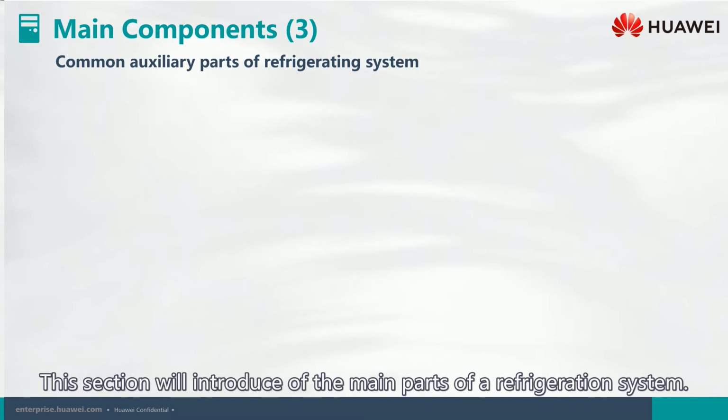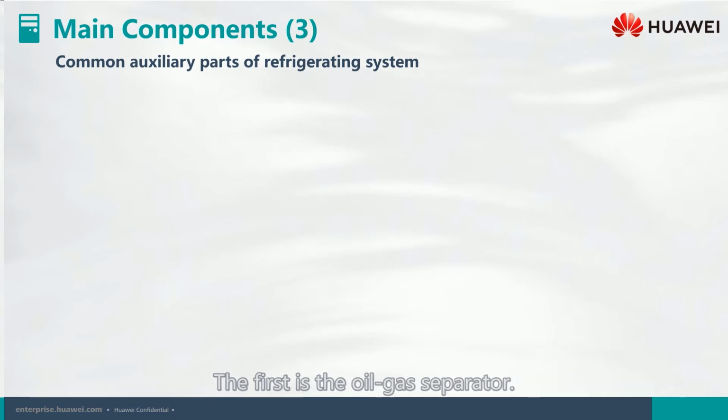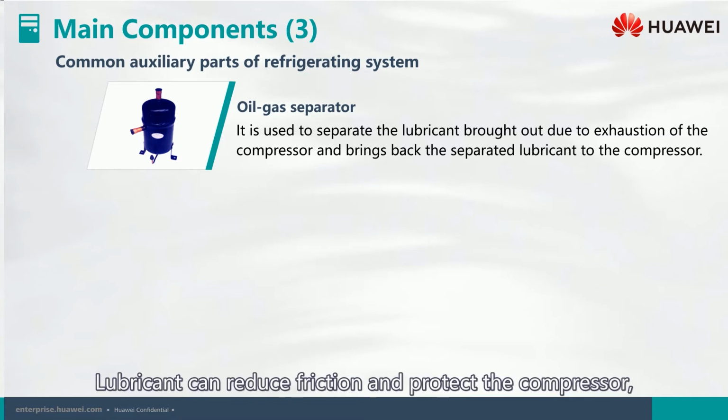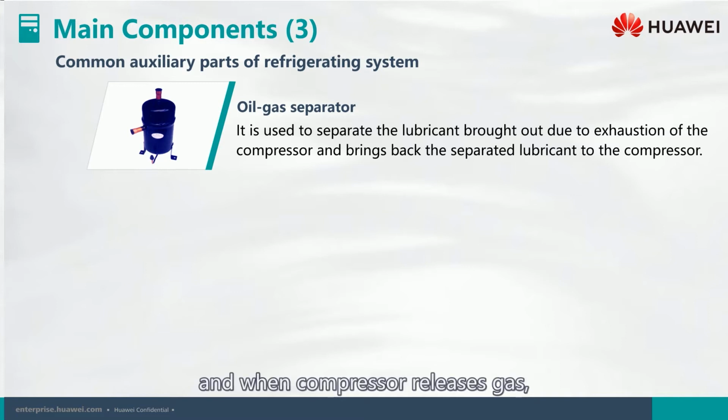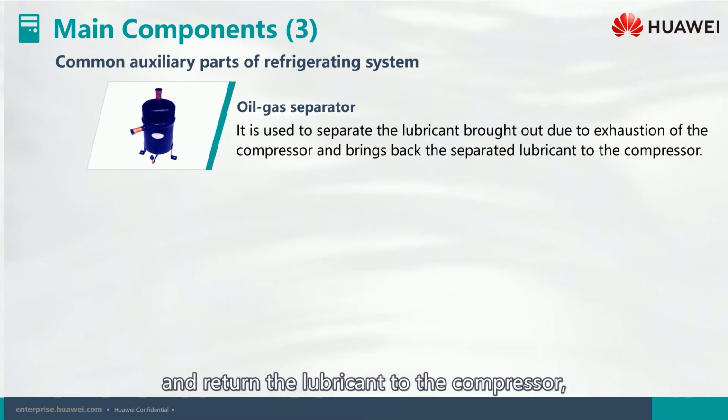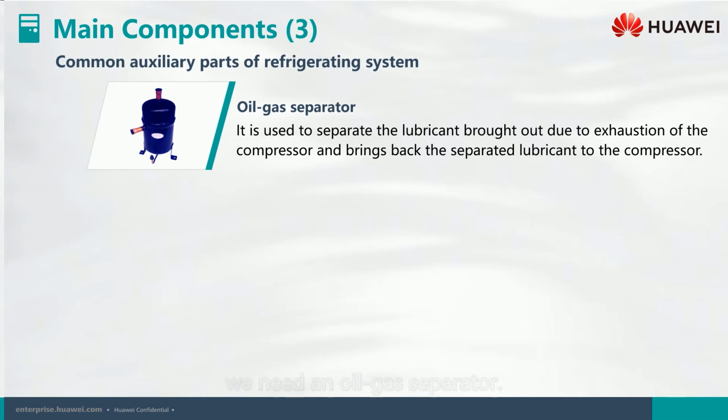This section will introduce the main parts of a refrigeration system. The first is the oil-gas separator. Lubricant can reduce friction and protect the compressor. And when the compressor releases gas, it may remove some of the lubricant. In order to separate the lubricant from the refrigerant and return the lubricant to the compressor, we need an oil-gas separator. This picture shows an oil-gas separator.